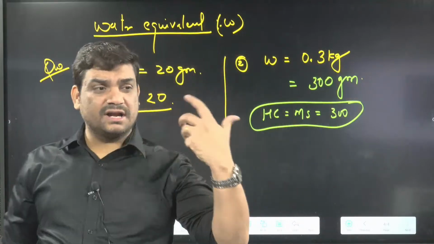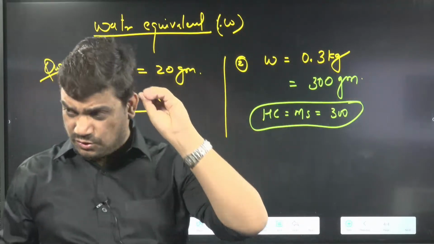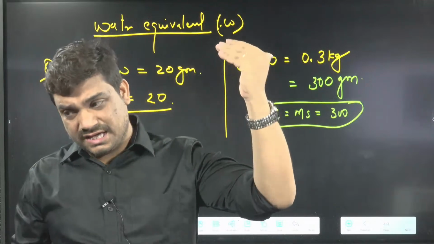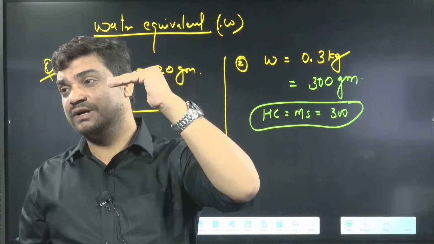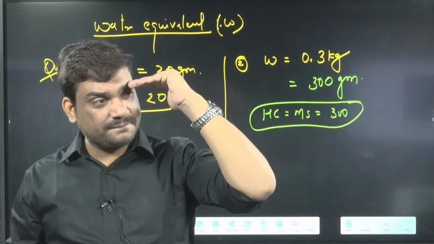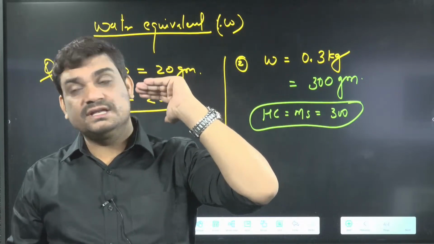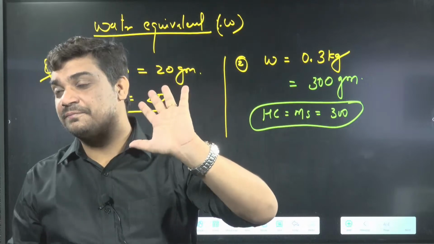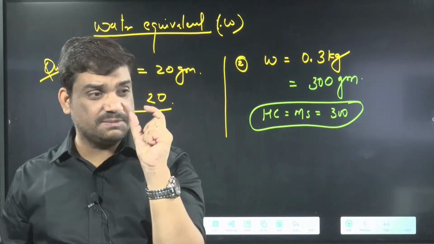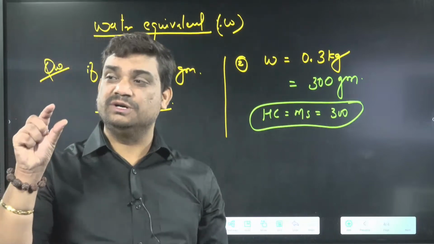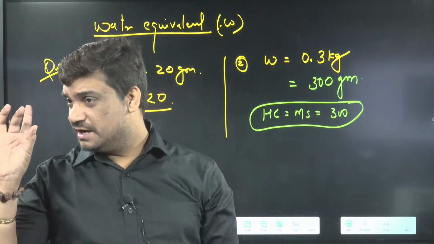So if it is given in gram, there is no problem at all. If it is given in kg, then you have to convert into gram, okay? That's it. Whatever the value is in gram, that numeric value is equal to ms, or the heat capacity.